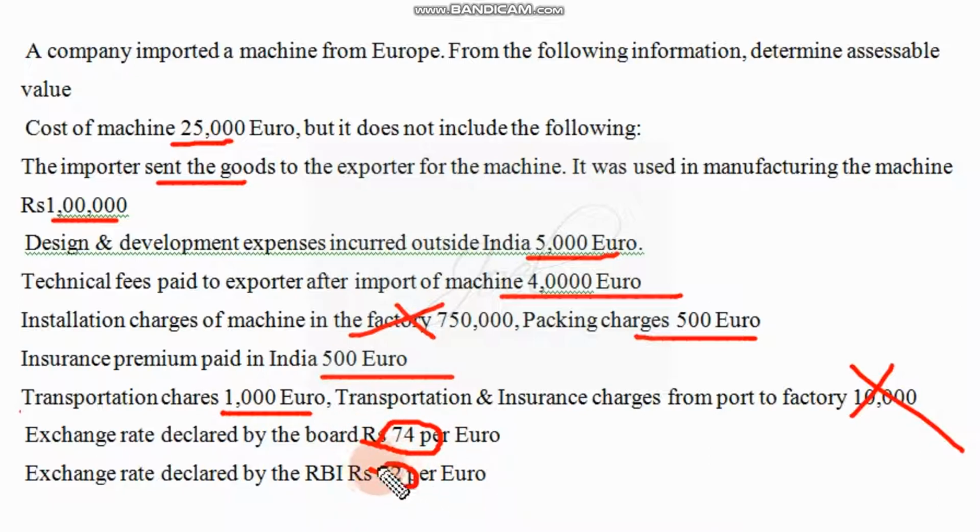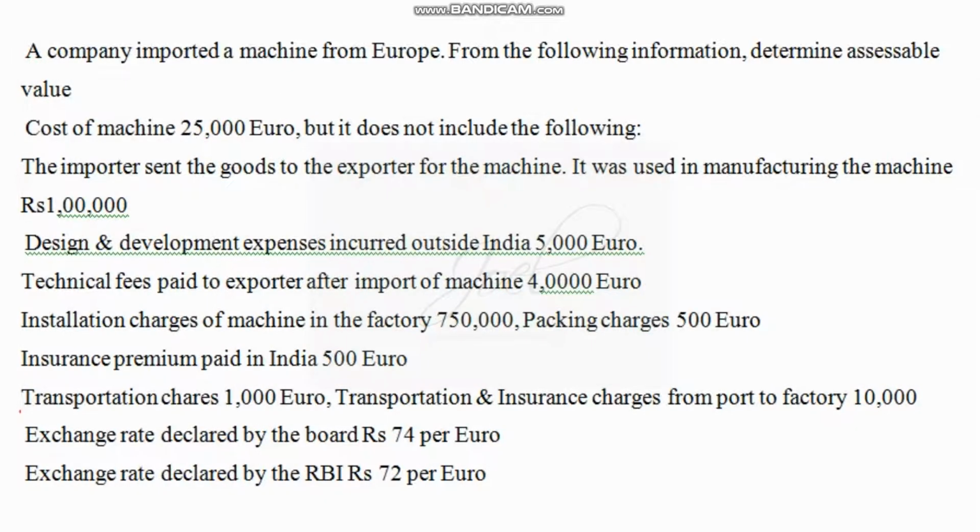See, all the values are given in euros. If it is given in India directly we can write, but when it is given in euro we have to convert it and write.